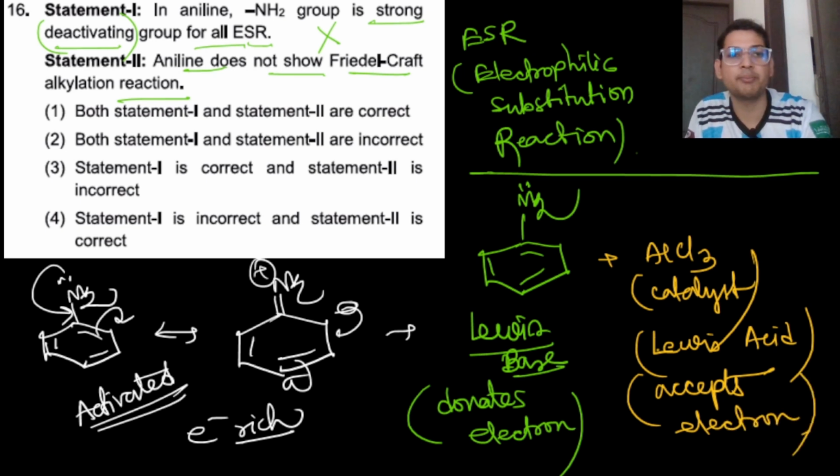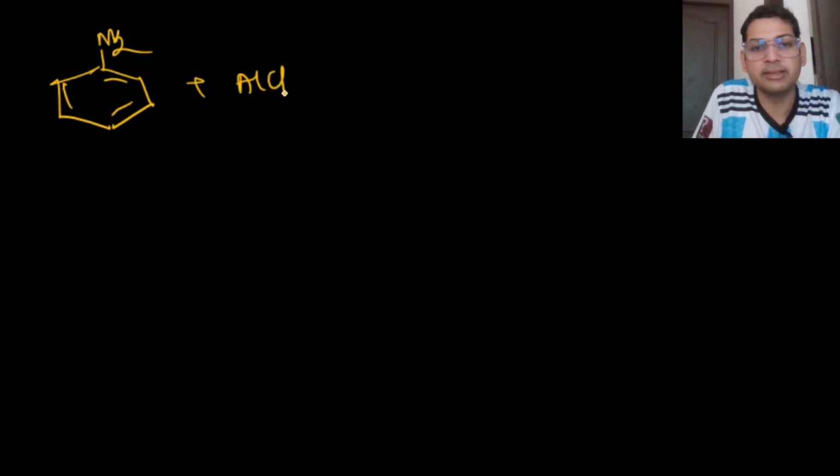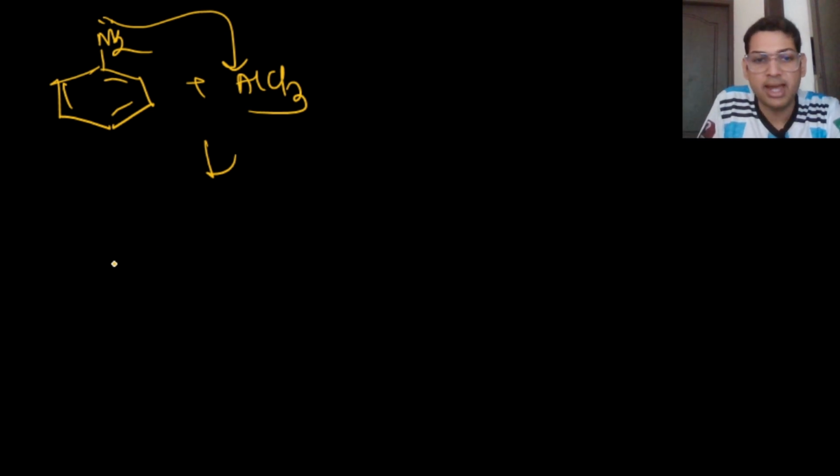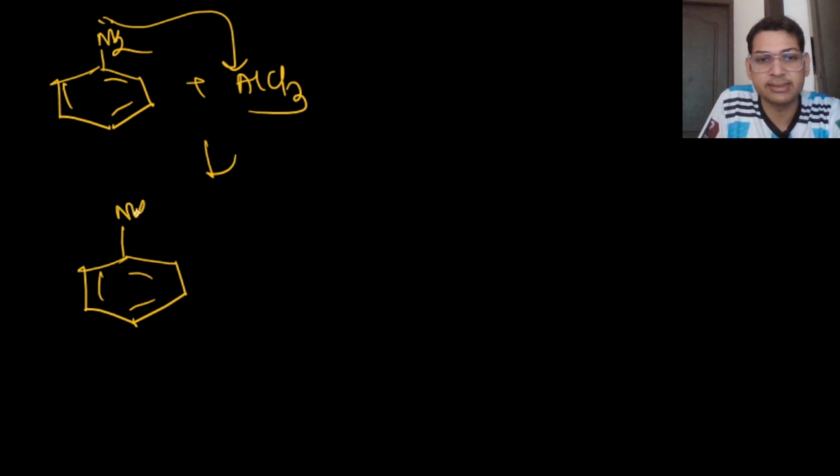Okay, then sir, what happens? Just let me go to the next slide. Aniline plus AlCl3, they will react. Aniline, the Lewis base, donates electrons, AlCl3, the Lewis acid, accepts electrons, and they will make an acid-base adduct like this.